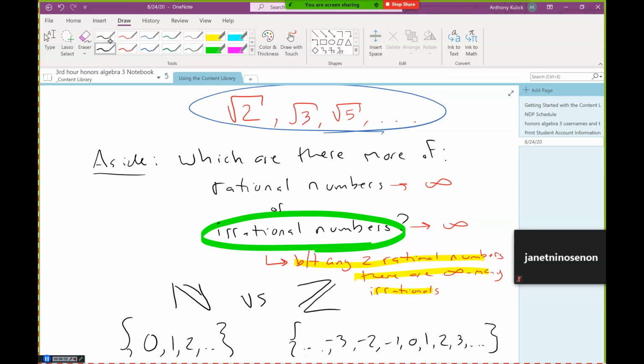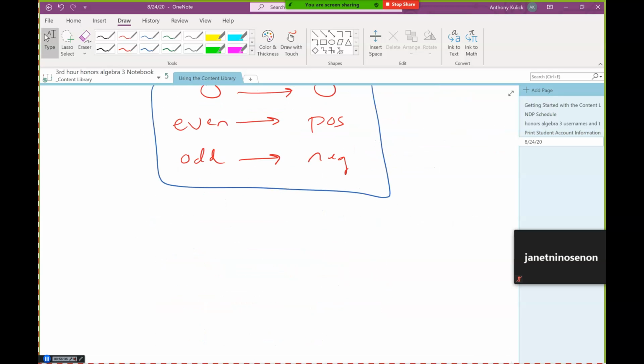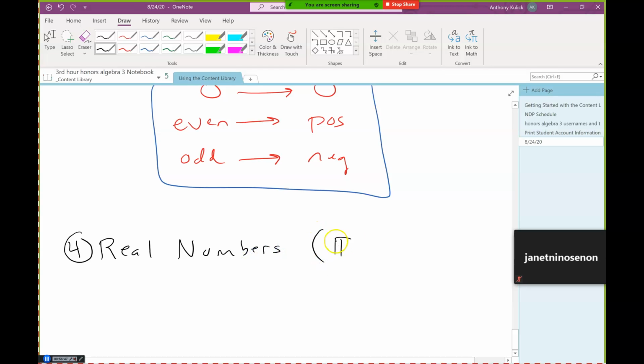All right. Back to what we were doing. So we talked about rational numbers. So now we're on to the real numbers. Again, the symbol for the real numbers is just this capital letter R with a second vertical bar on it.